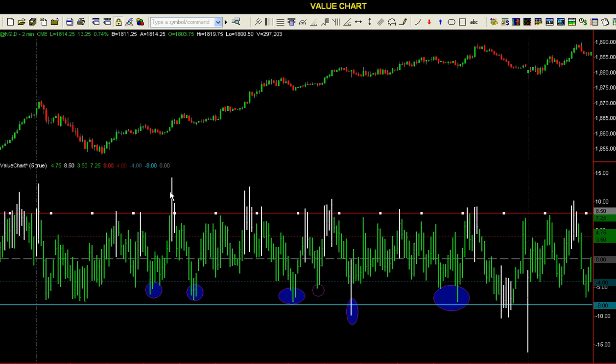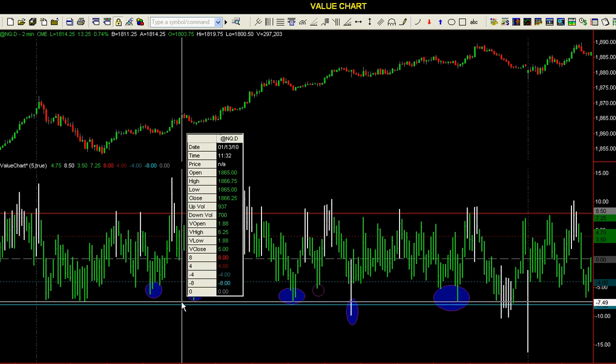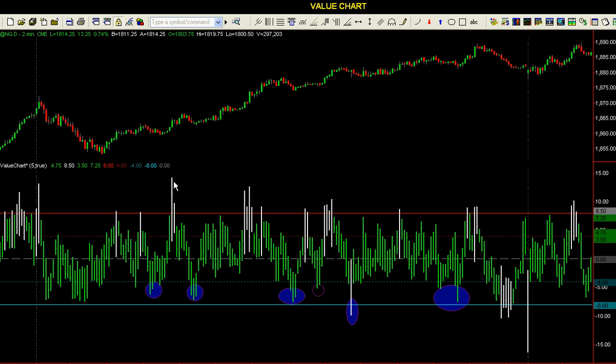The reason the bars turn white, it's designed so when it goes beyond the 8 levels on either side, it would turn white, because these would be the strongest signals. So that's the basics of value chart.